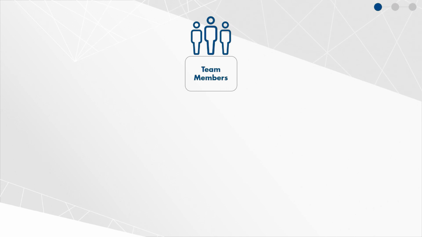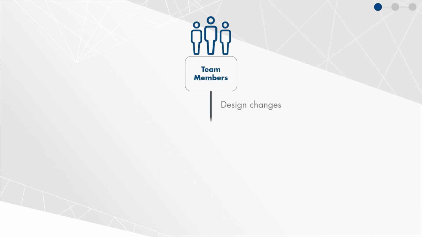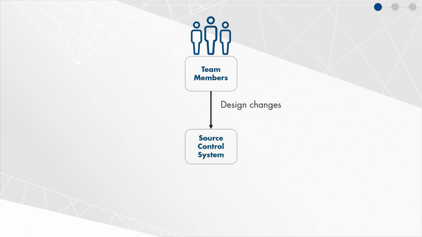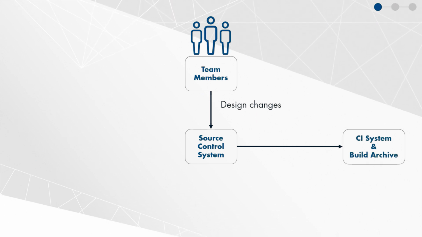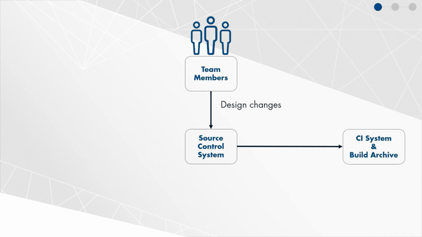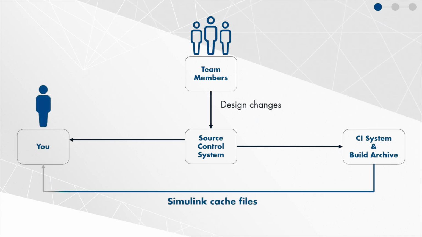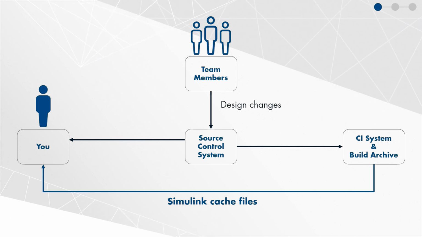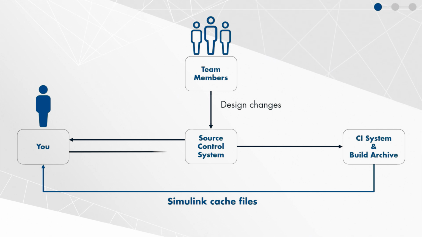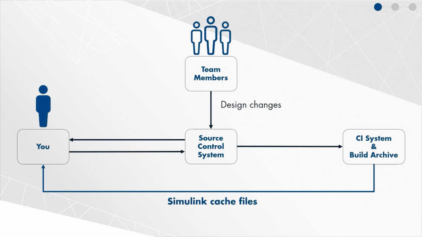This can speed up workflows like continuous integration, where your team members commit design changes to a source control system, then the continuous integration system pulls those design changes and archives the cache files to a build archive. So when it's time for you to do work, you pull the design files from the source control system, and you get to reuse the cache files generated by other team members. And they get the same benefit from you. Ultimately, this is about you speeding up team workflows and getting to your results faster.